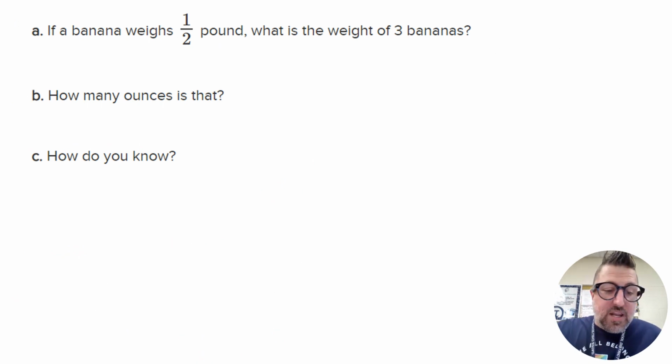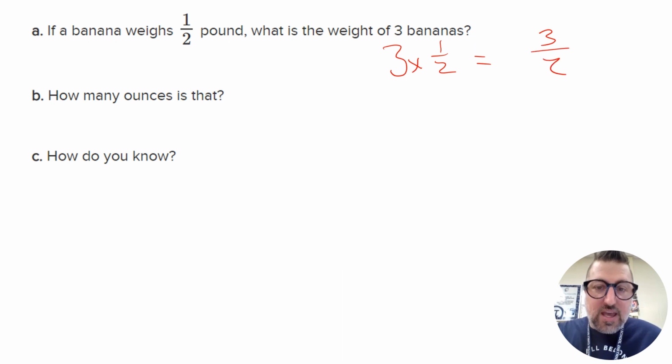If a banana weighs 1/2 of a pound, what is the weight of 3 bananas? Well, I'm going to do 3 times 1/2, which is going to get me 3 halves. So 3 halves is equal to 1 whole banana and 1/2 of another banana, pounds. 1.5 lbs.